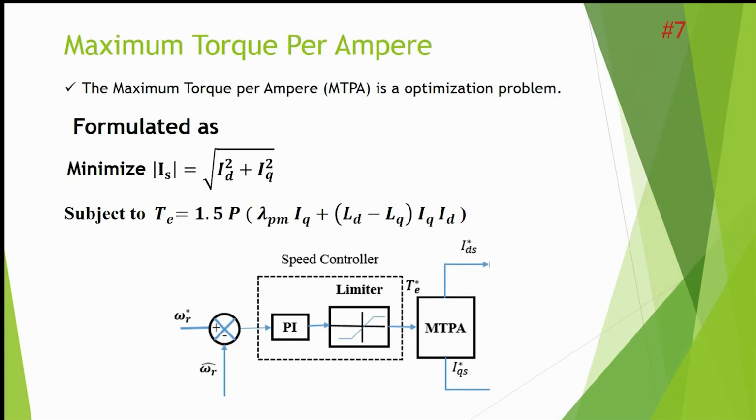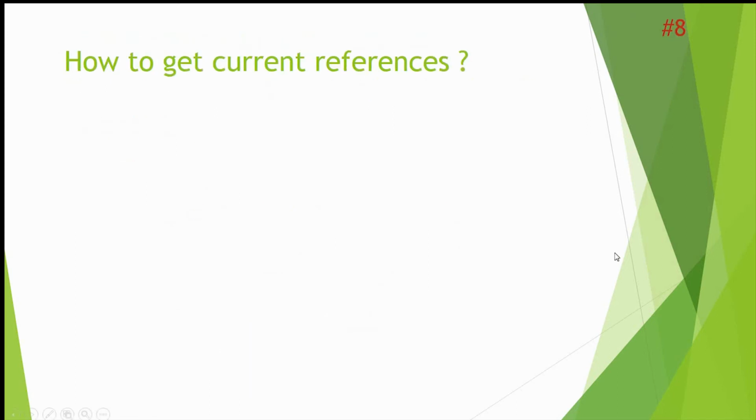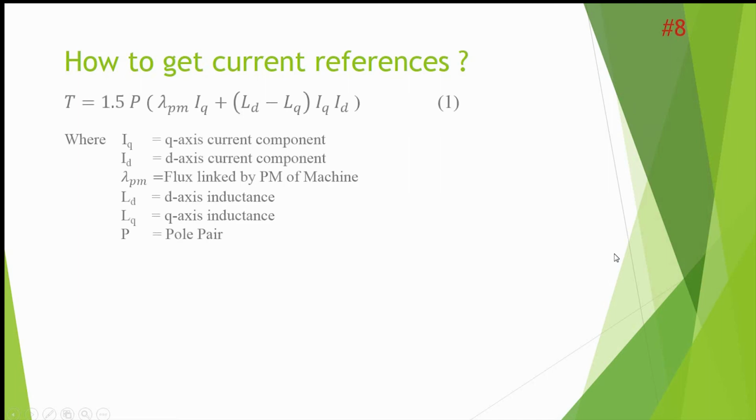Now this is the maximum torque per ampere method, which is basically an optimization problem, formulated as minimizing the current with respect to torque. It will give the minimum combination of D and Q axis current components for a given torque. So how are we going to get the current references?